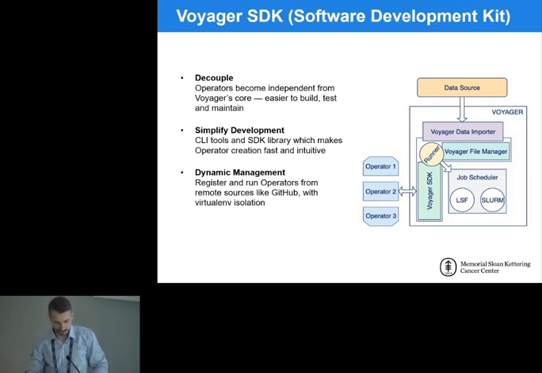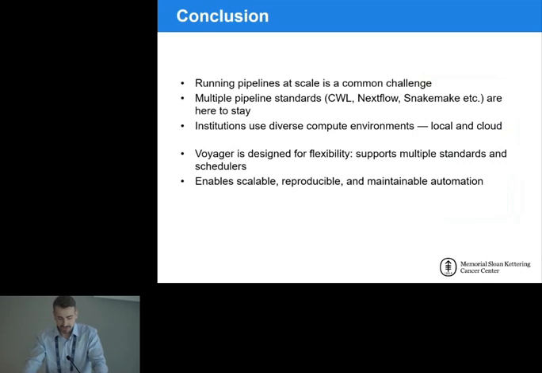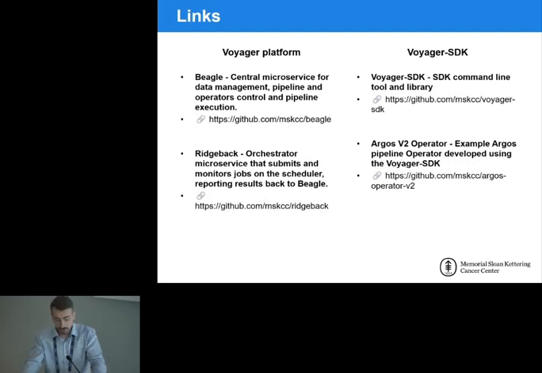and run in production. Running pipelines at scale is a common challenge within many institutions. There will always be multiple pipeline standards: CWL, Nextflow, Snakemake, and so on. And all institutions use diverse compute environments, local and cloud. So we designed Voyager to be flexible, support multiple standards and schedulers, and enable scalable, reproducible, and maintainable automation.